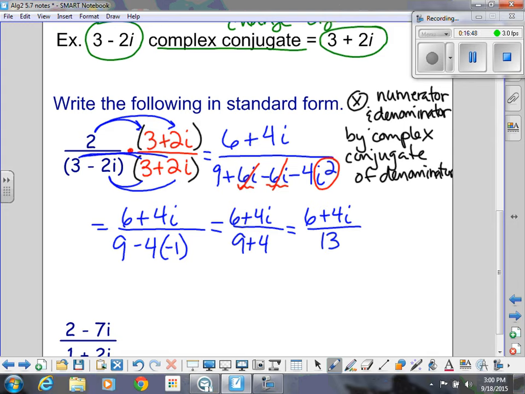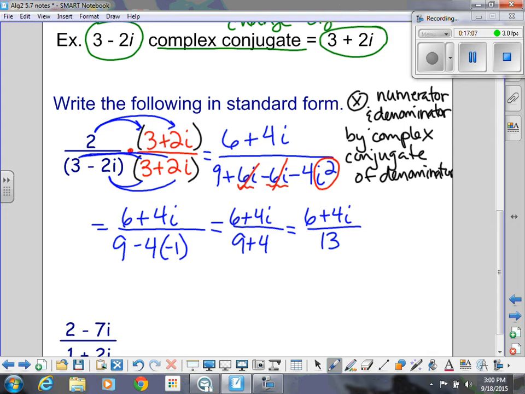So the whole purpose of the complex conjugate is so I do not have i in the denominator anymore, and we were successful in doing that. If you don't get a whole number in the denominator after you do that, then you did it wrong. Something was wrong. Either you found the wrong complex conjugate, or you multiplied incorrectly.